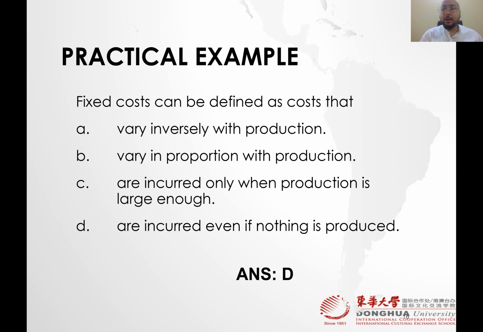Fixed cost can be defined as a cost that varies inversely with the production. No. What do we mean by inversely? If output increases, cost decreases. No. Cost remains fixed. Varying in proportion with the production, cost increasing as output increases, that is the definition of variable cost, not fixed cost. C, are incurred only when production is large enough? No, even when nothing is produced, we still have our fixed cost. So D is right.